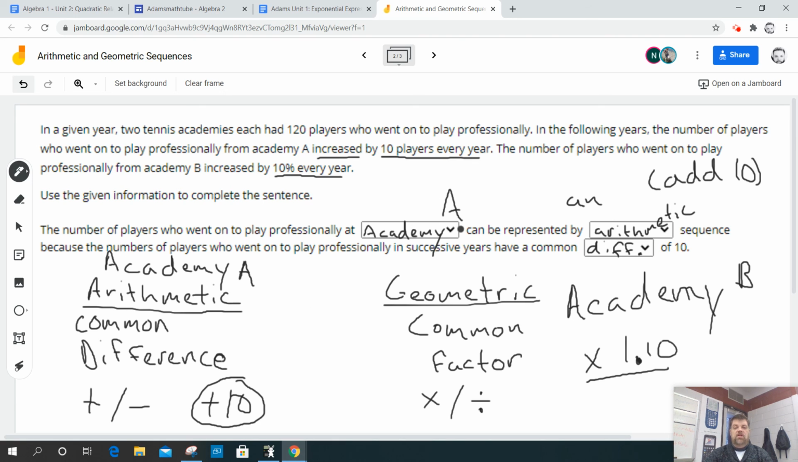But this question, just by the very nature of the choices that you have, you're going to have to focus on Academy A. Okay?